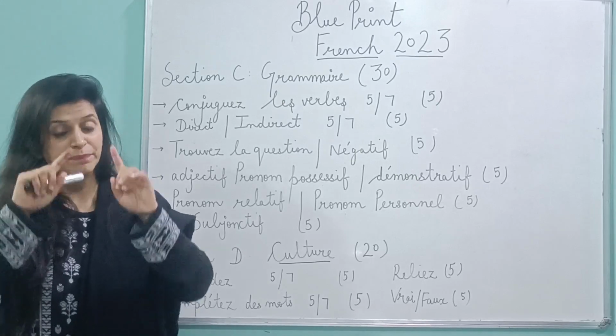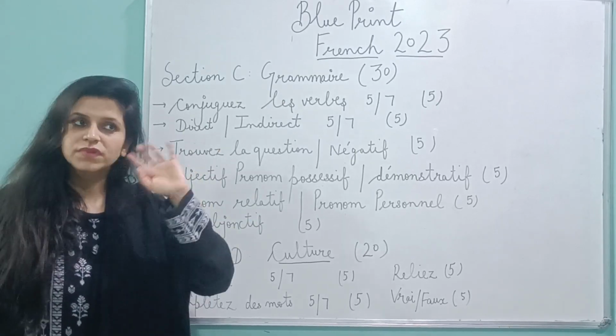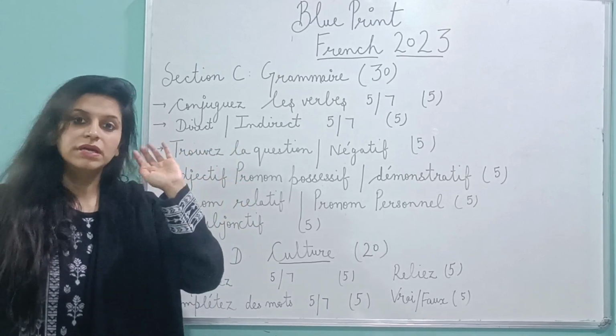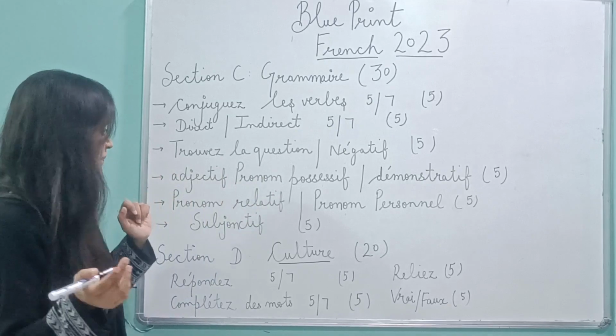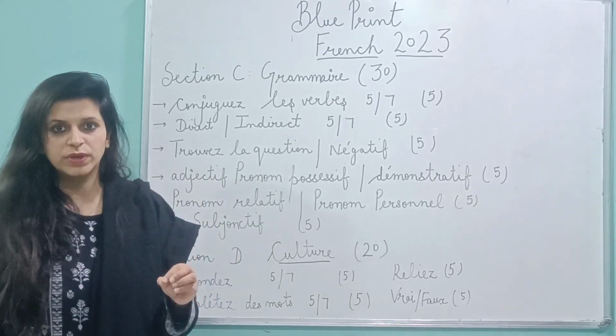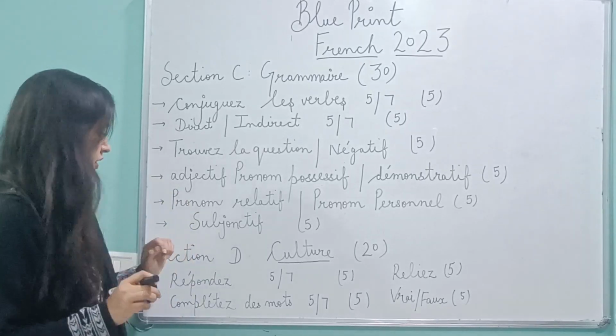So make sure that you're making that table again and again so that the concepts are very, very clear regarding COI, pronoms toniques, Y and EN. Okay, so keep revising. The more you write, the better it will be. So that's the most important tip that I would like to give.